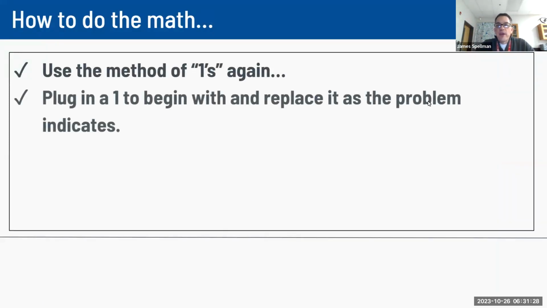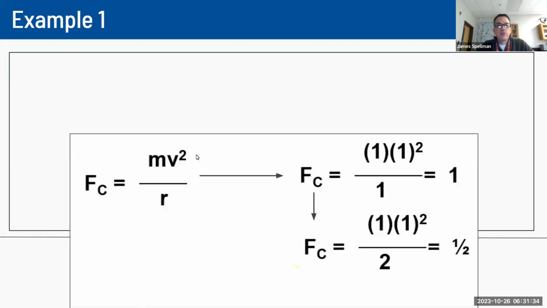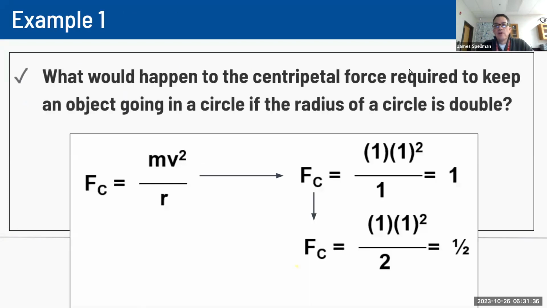So how do we end up doing the math? The easiest way to do the math is to plug in a bunch of ones, like we've done before with gravity, and to replace them in the problem to figure out what's going to be the change. So as an example, if we take our original formula and plug in a 1 for the m, a 1 for the v, and a 1 for the r, then we get something that looks like this.